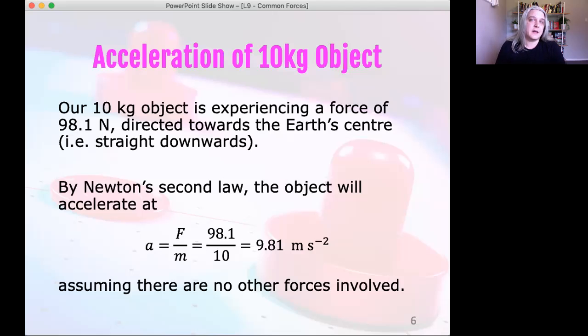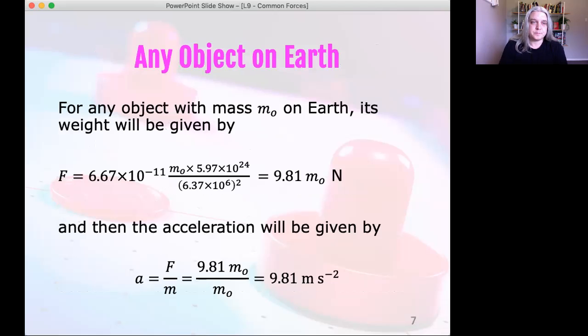We've just calculated F. We divide it by the mass of the object, which we said was 10 kilograms. That gives us an acceleration of 9.81 meters per second squared. And that's the acceleration due to gravity that we already expected. So that all seems to work out.